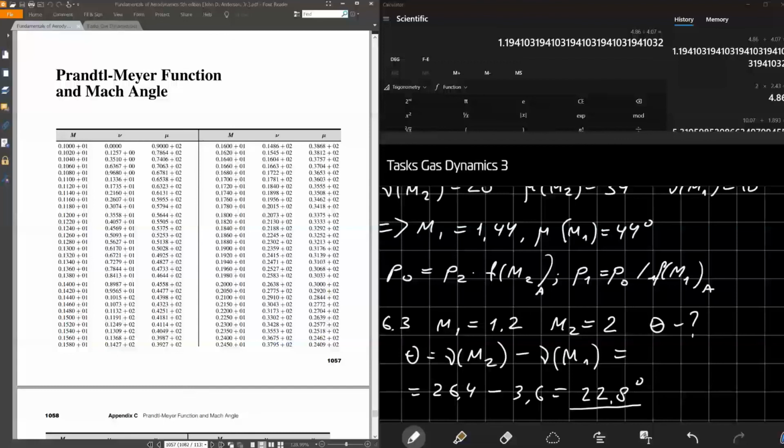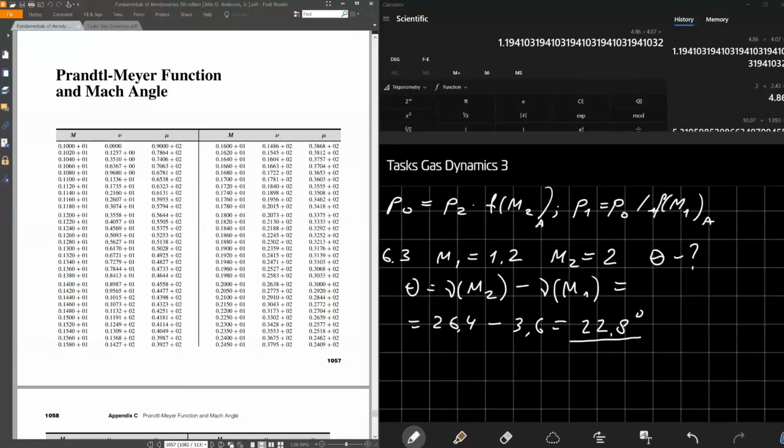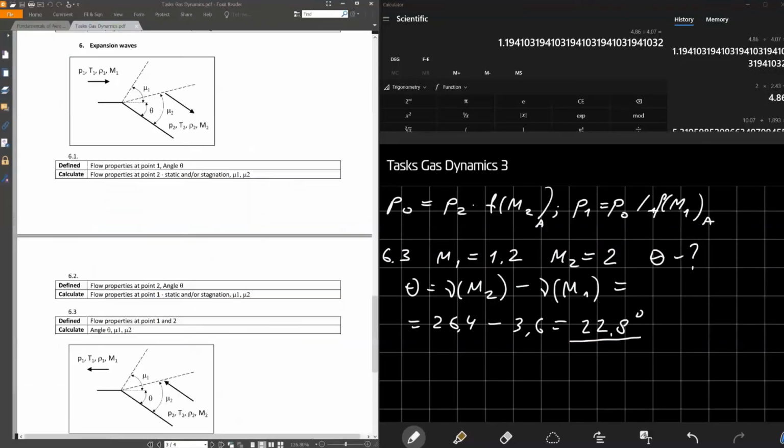That's very, very simple and sometimes very useful calculation when you need to accelerate to some certain value of Mach number, or you need to decelerate from some certain supersonic Mach number to a given subsonic Mach number, right? And you need to define the geometry. Very useful equation.